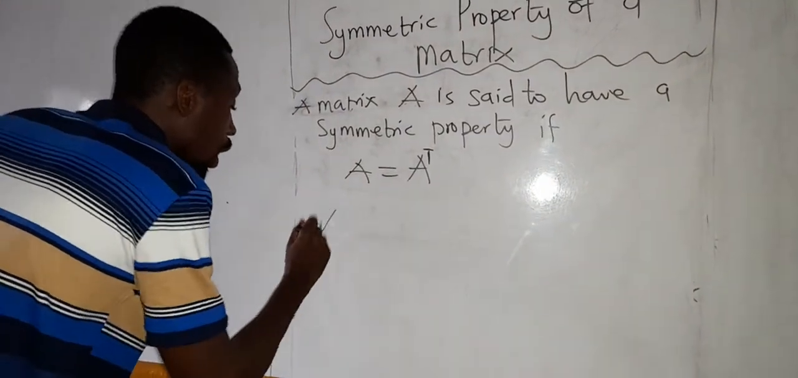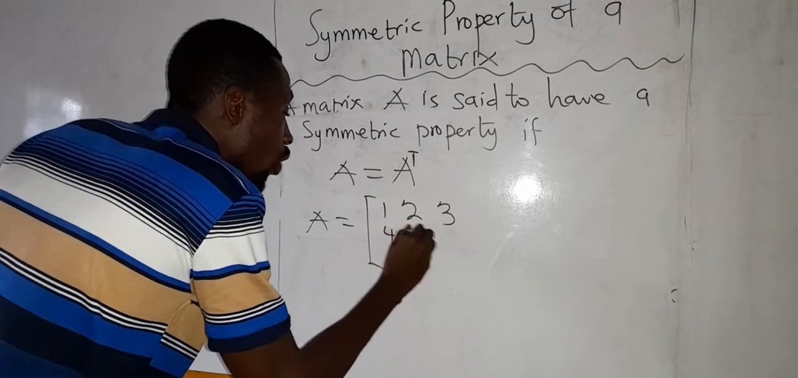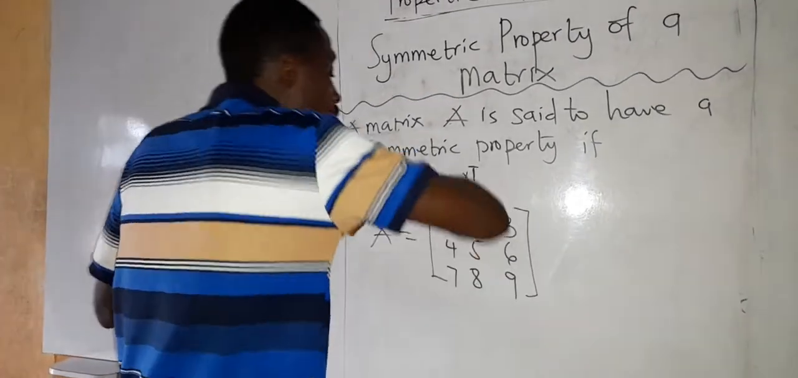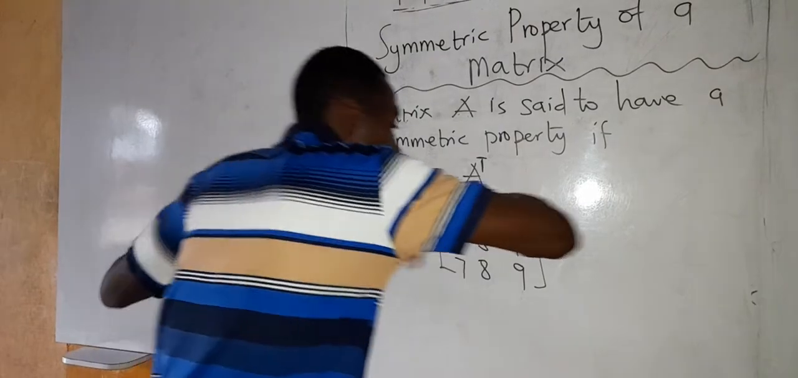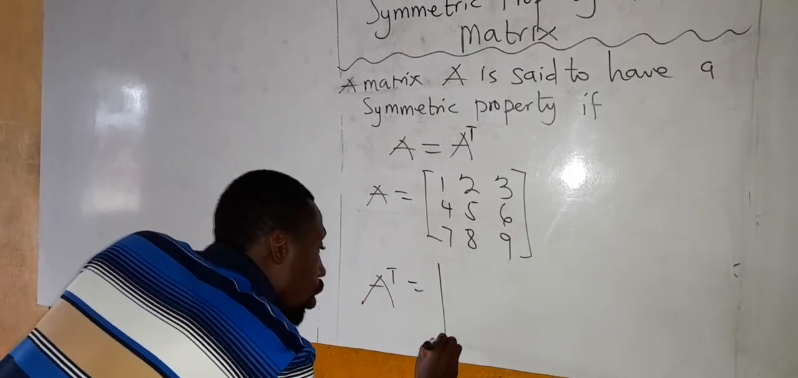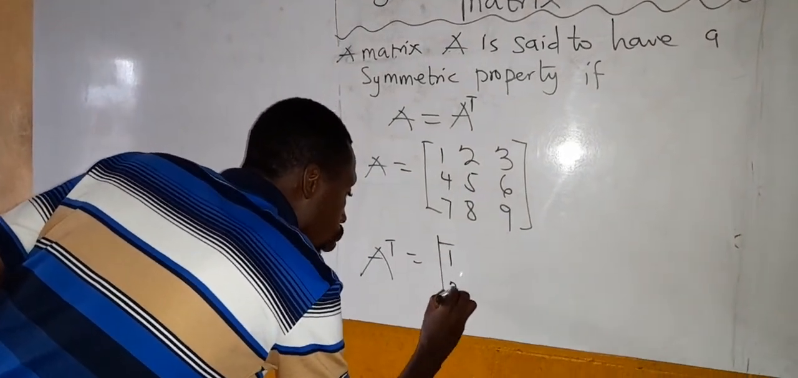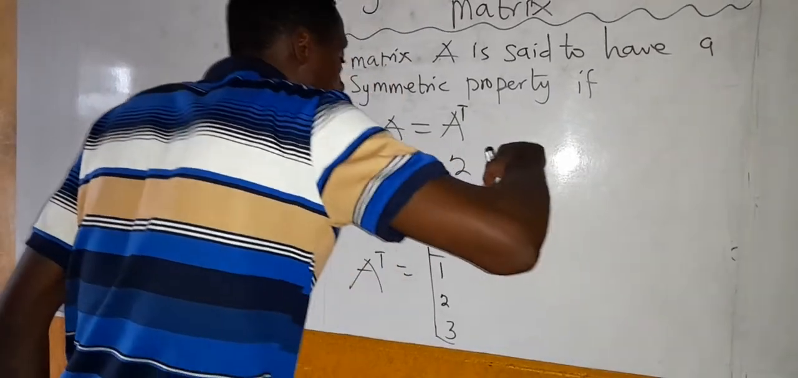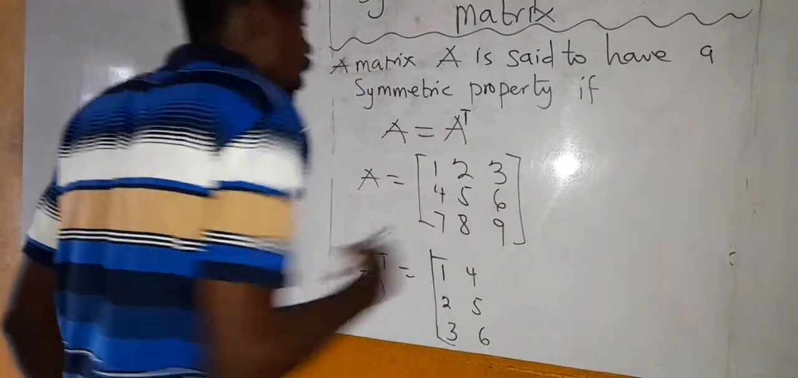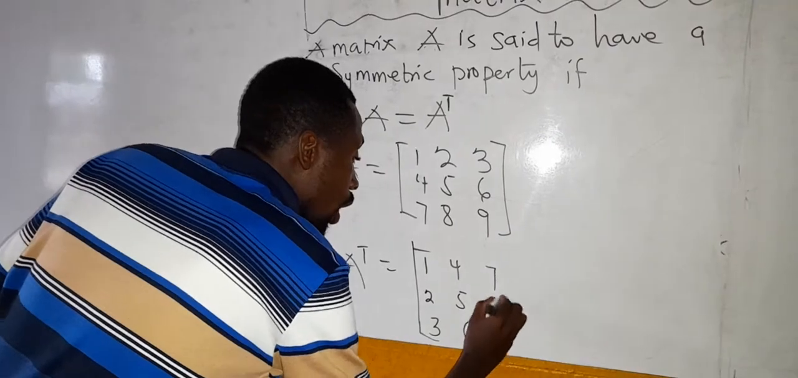Let's say I have a matrix A to be 1, 2, 3, then 4, 5, 6, then 7, 8, 9. This is the matrix. What is A transpose? A transpose means the columns will become the rows. So the first column, 1, 2, 3, becomes the first row, 1, 2, 3. What do we have in the second column? 4, 5, 6 becomes the second row, 4, 5, 6. The third column, 7, 8, 9, becomes the third row, 7, 8, 9.